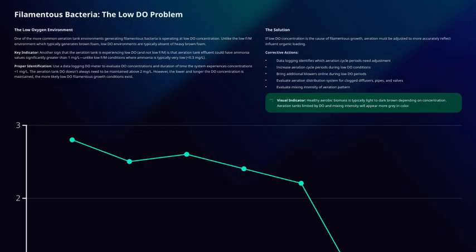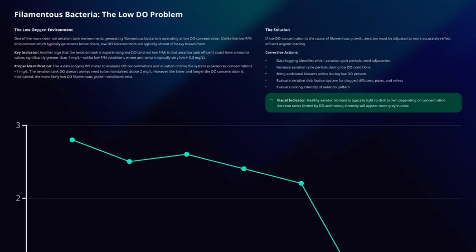This might include increasing aeration cycle durations during low DO periods or bringing additional blowers online when needed. Also, it's worth evaluating your aeration distribution system. Check for clogged diffusers, pipes, or valves that could impair oxygen transfer. Additionally, assess the mixing intensity of your aeration pattern, since poor mixing can exacerbate low DO conditions.